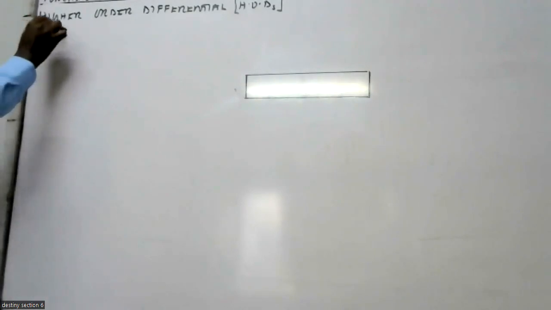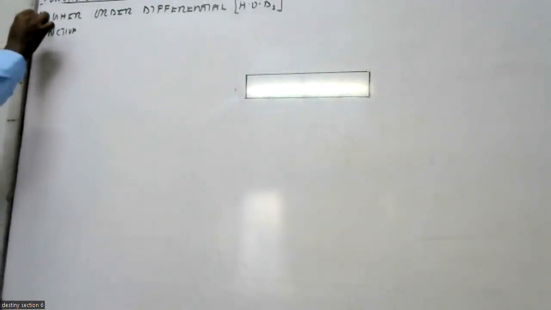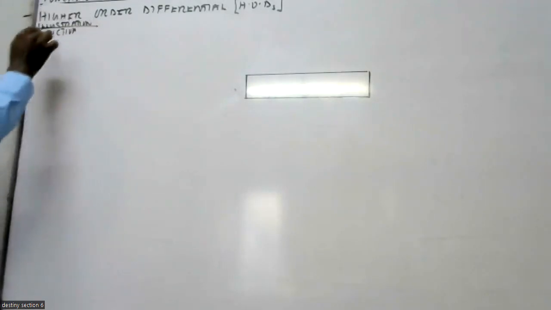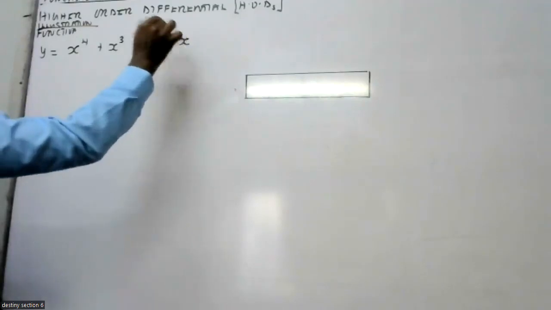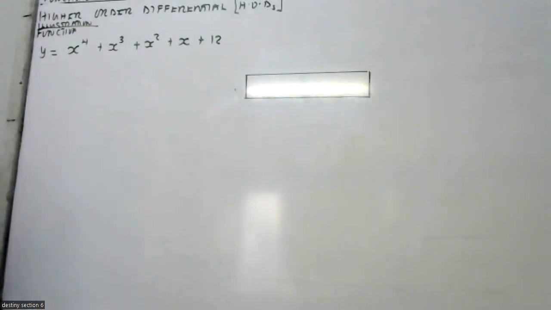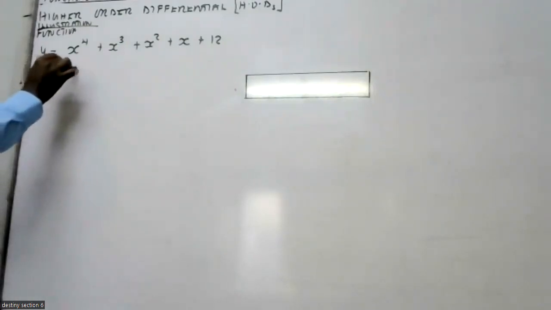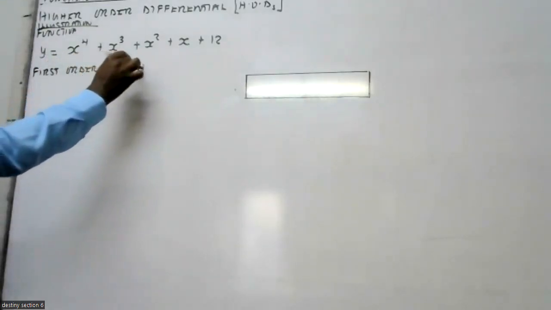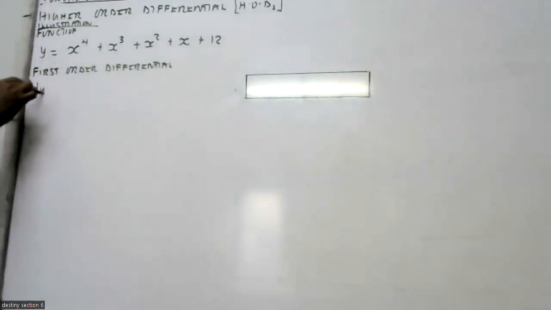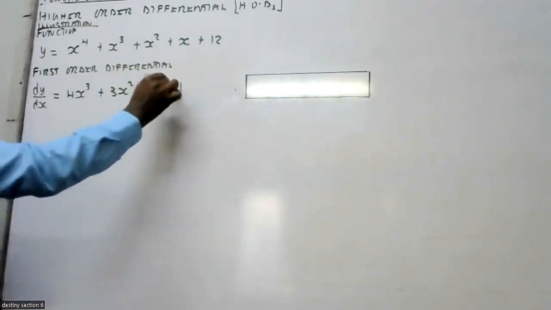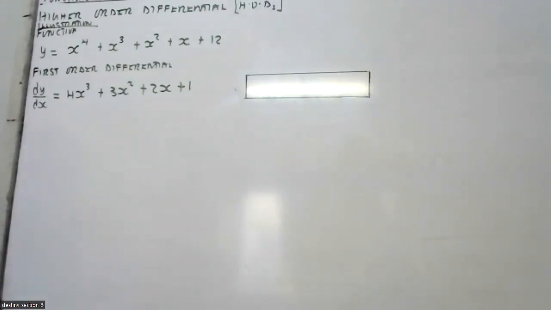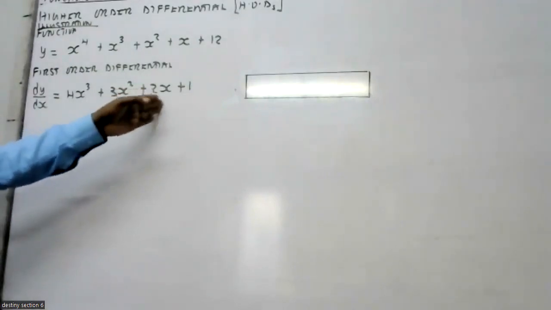So if you take a function here, for illustration, the function is y is equal to x raised to power 4 plus x cubed plus x squared plus x plus 12. You are told to get the first order differential. You differentiate this for the first time. dy dx is going to be 4x cubed plus 3x squared plus 2x plus 1. That's what we call the first order differential, the gradient, and the one we shall keep on checking.